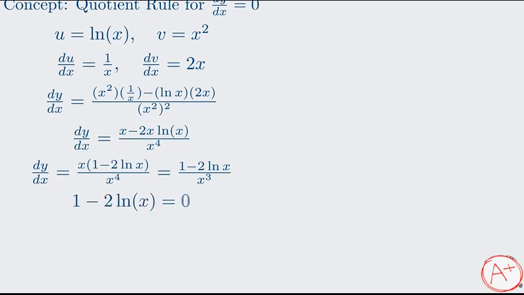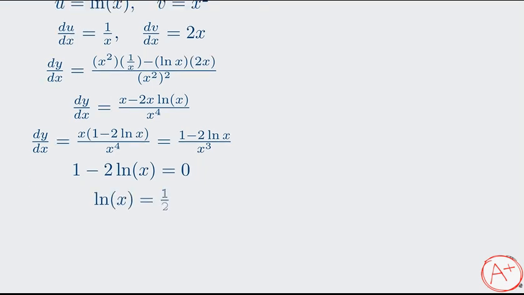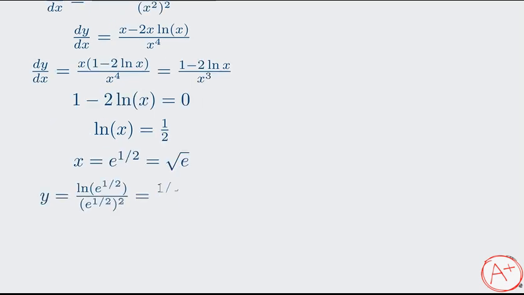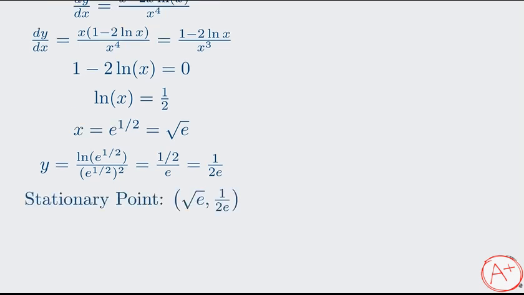For a stationary point, set dy/dx equal to 0. This gives natural log of x equals 1/2. Using the definition of logarithms, x equals e to the power of 1/2, which is the square root of e. Finally, find the y-coordinate by substituting x back into the original equation. The exact coordinates are the square root of e and 1 over 2e.